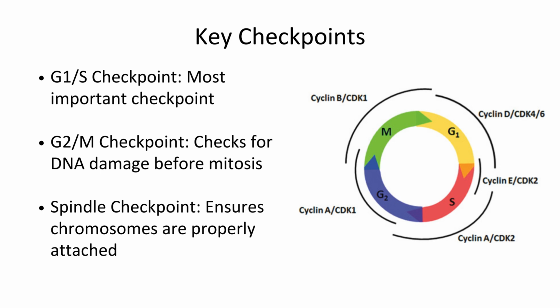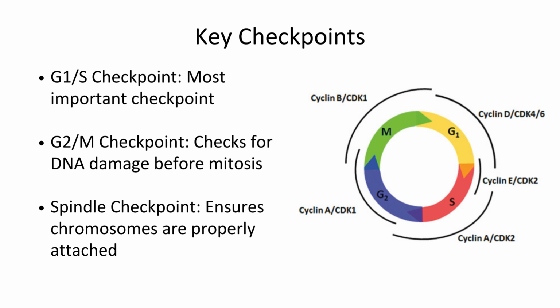Move on to the checkpoints. The most important checkpoint in the cycle is between G1 and S phase. This checkpoint is controlled by cyclin D and CDK4. It's also regulated by two important tumor suppressors, P53 and RB, which play a key role in preventing uncontrolled growth.